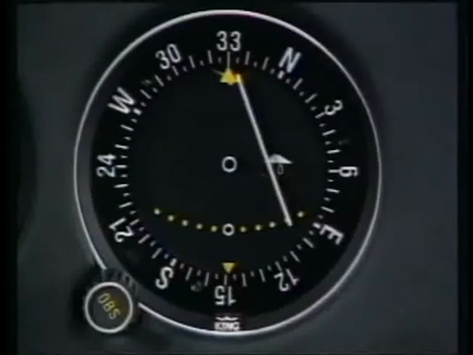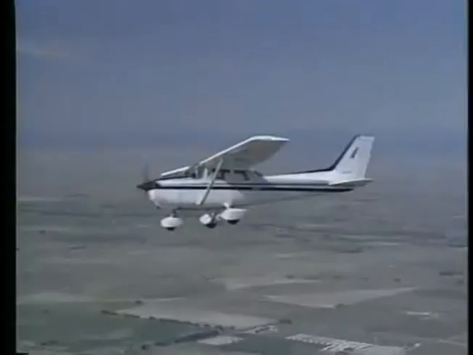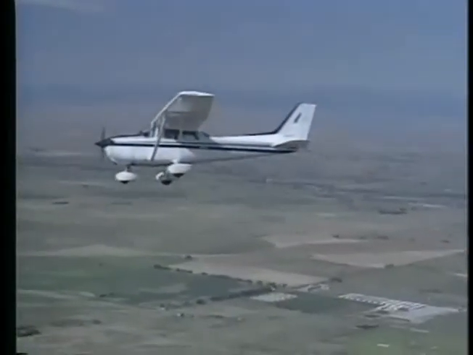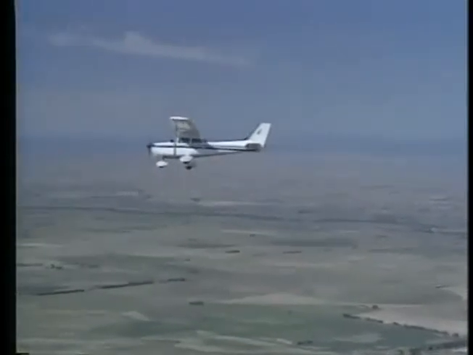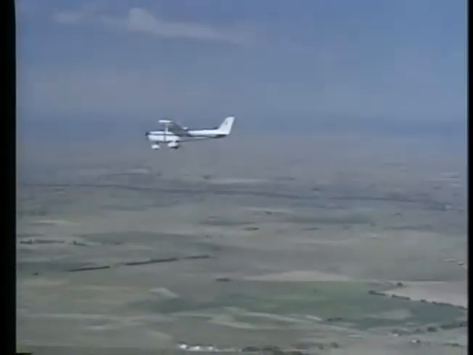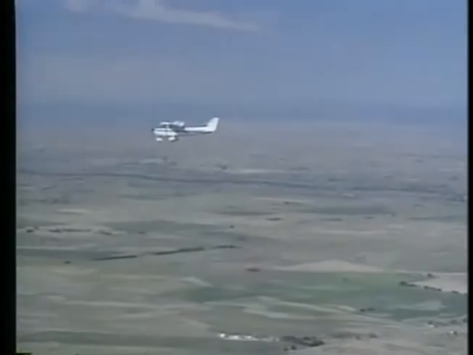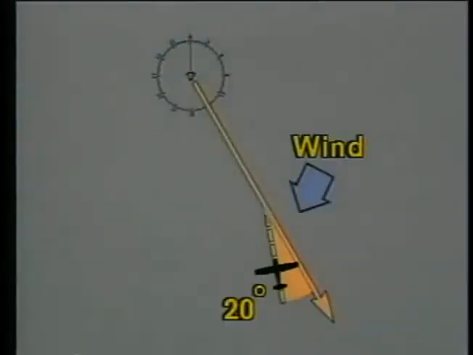The dots along the bottom of the VOR indicator show you how far you are off course. Each dot represents 2 degrees. In this case, you're 8 degrees left of course. You need to change your heading to the right to get back on course. The amount of correction you need will depend on the strength and direction of the wind, as well as your distance from the station. In this case, a 20-degree correction angle is used to regain the course.